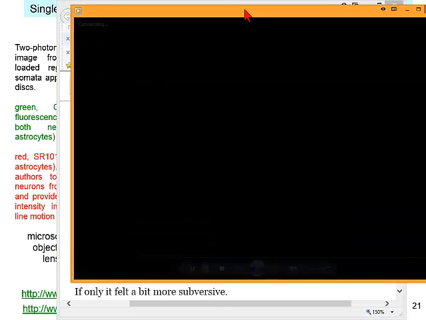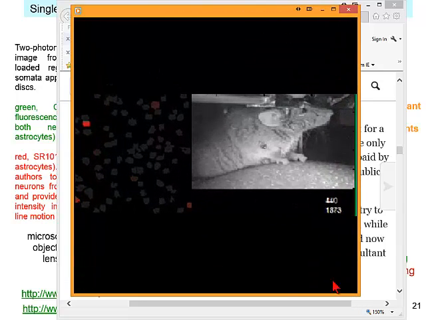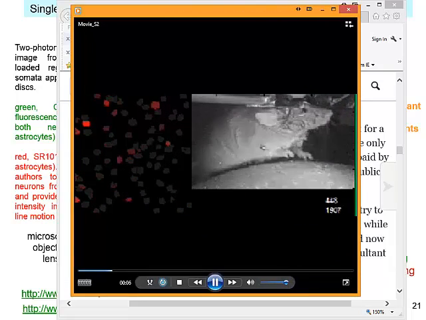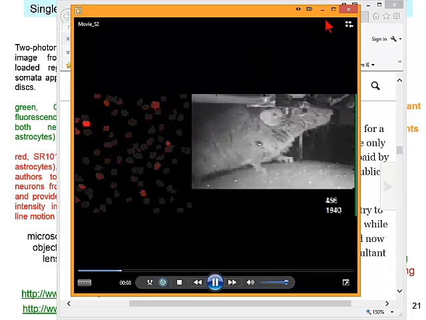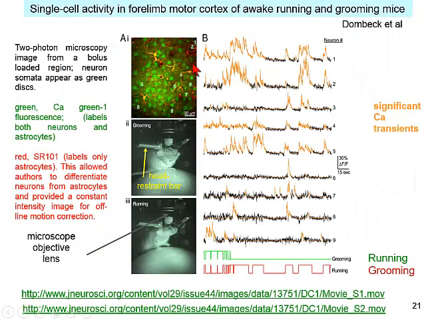Let's see, I think we may have some. This is a frame, that's slow motion. This is actually a frame from one of these movies. Each of these dots is a cell expressing the indicator, and they do blink during a typical movement. I'm sorry that I can't show you that. And here you see the calcium transients as a function of time from individual neurons.